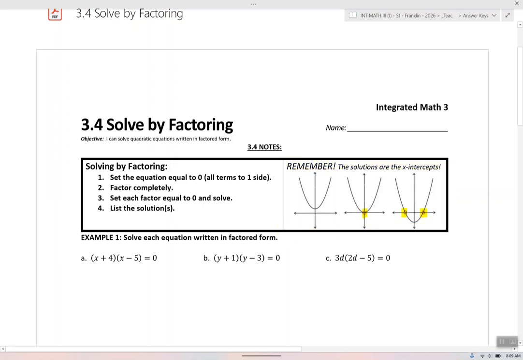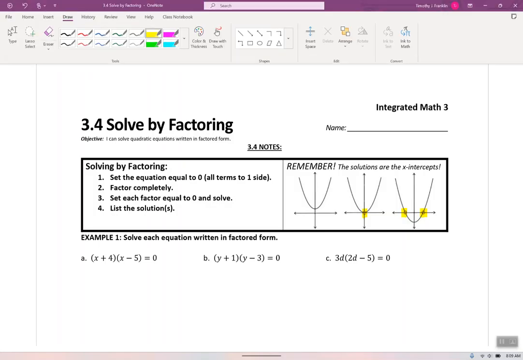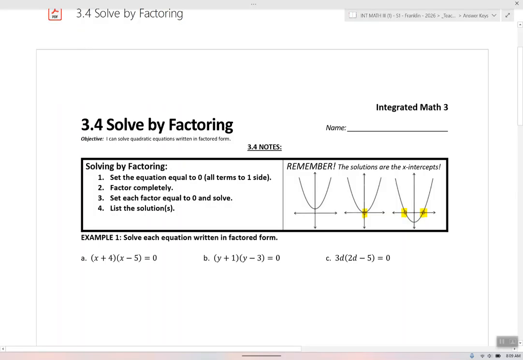And so at the x-axis, y is equal to 0. So to solve a quadratic equation, we'll need to set our equation equal to 0. Now, in today's notes, we're going to look at solving by factoring, so using the factored form of a quadratic equation to solve and get those zeros or those solutions. And so to solve by factoring, we set the equation equal to 0, factor completely the side of the equation that is not 0, and then we set each individual factor equal to 0 and solve, and then list our solutions.